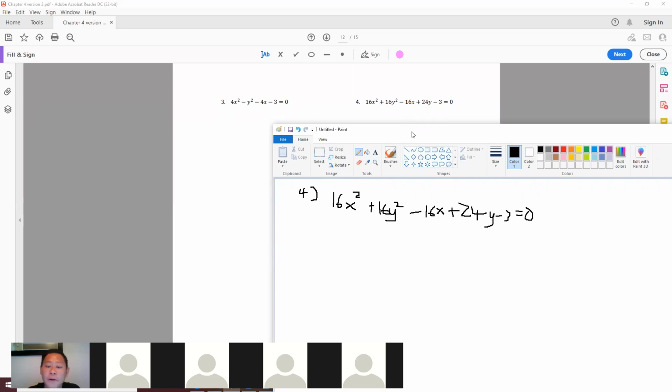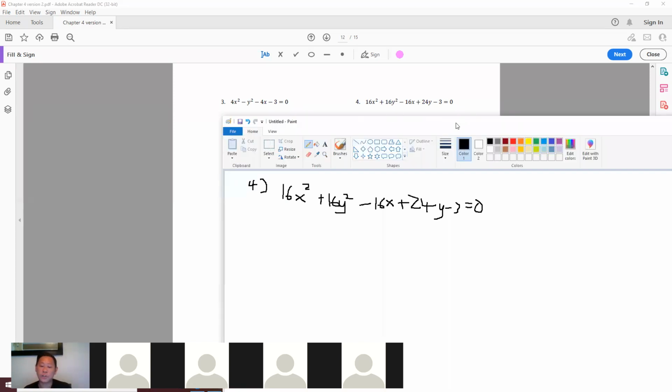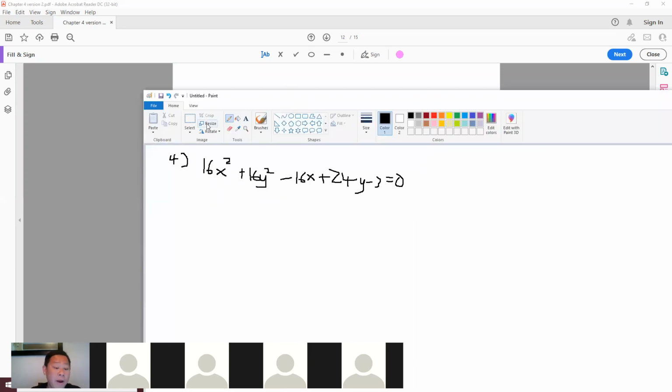So question 4 here, long equations. First thing you need to do is again separate all your variables x, y, and then numbers. The x we have is 16x squared minus 16x. The y here is, don't forget, you need the plus. A lot of students forget to put the plus sign on the y squared. So make sure you put the plus sign. And you got the 24y. This is the first step.